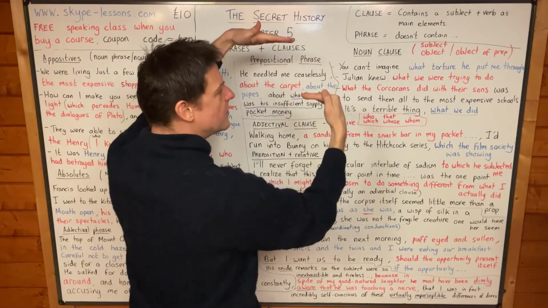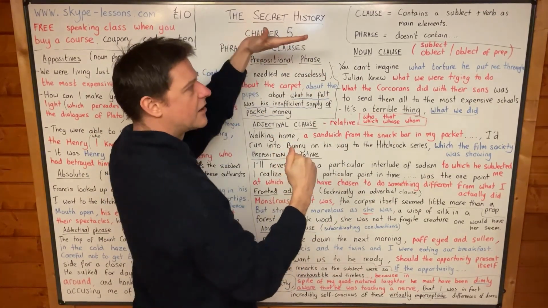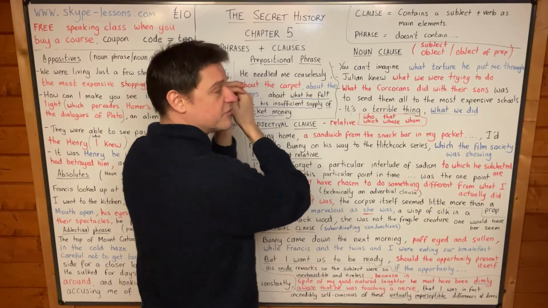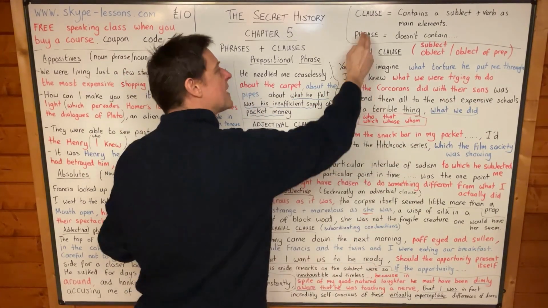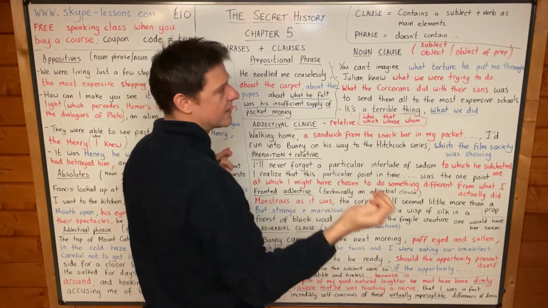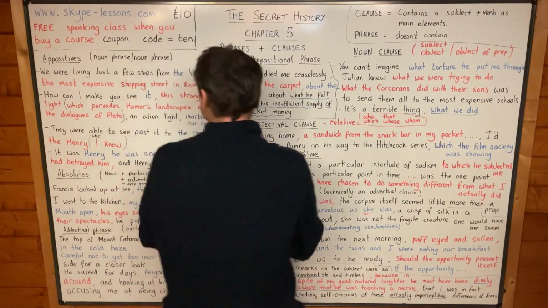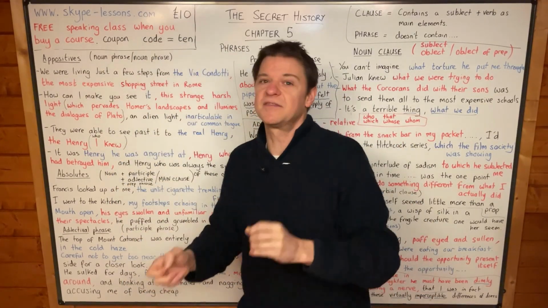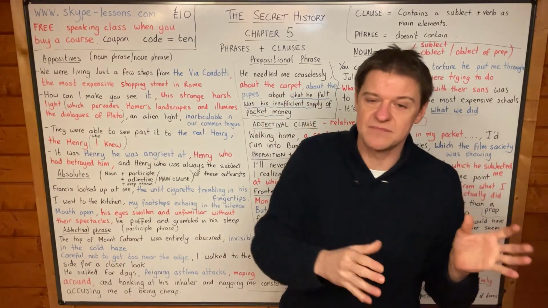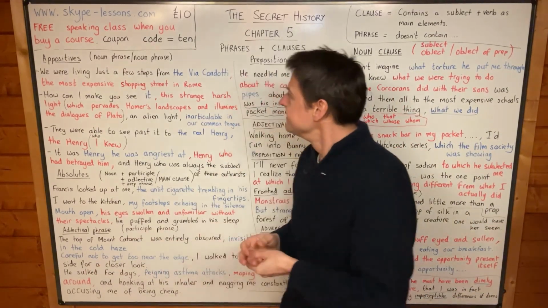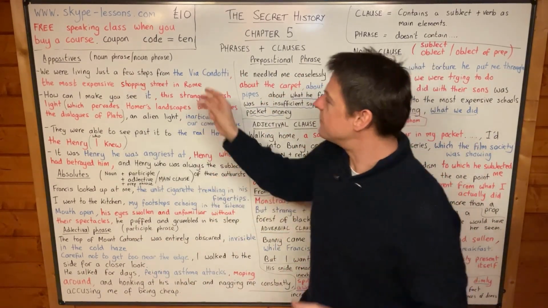So a phrase is lower down on the hierarchy. A clause can be a main clause, which means a complete thought. A phrase is never a complete thought, never. Okay, because a complete thought must have a subject and a verb. It must have something doing something. Okay, so let's have a look at noun phrases first.